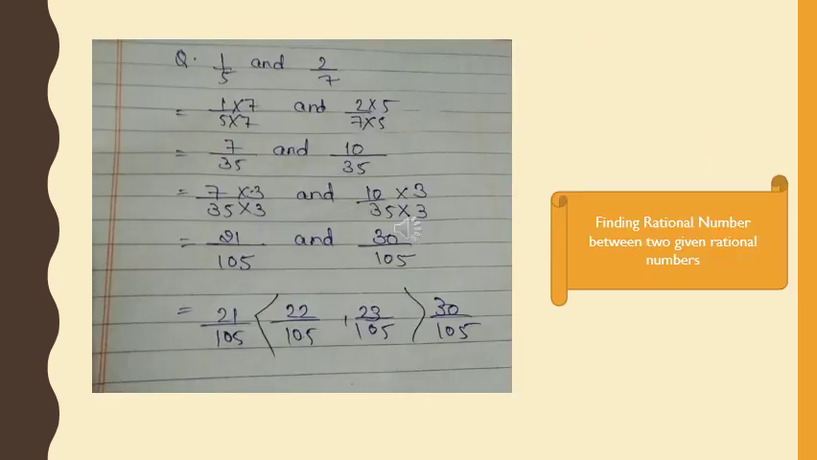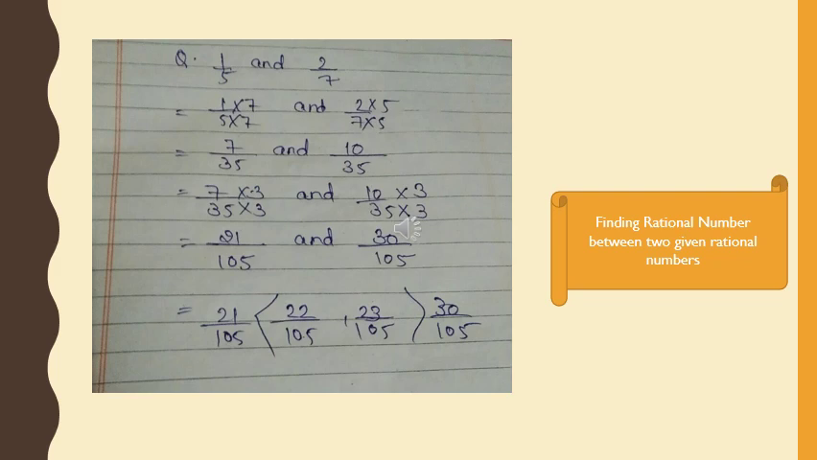I have shown you how to find a rational number between two given rational numbers, 1 by 5 and 2 by 7. You have already done this in class 8 also. You can multiply by the LCM of 5 and 7, then convert the numerator and find the rational numbers between two given rational numbers. I have revised this here because in your first exercise, which will be your homework for today, you have questions of this kind.